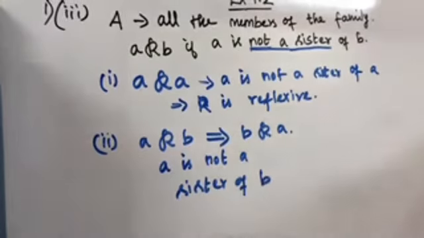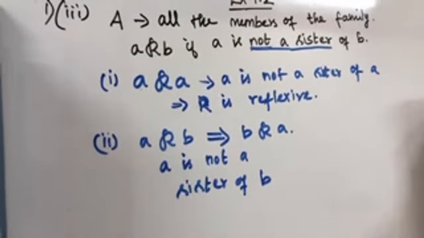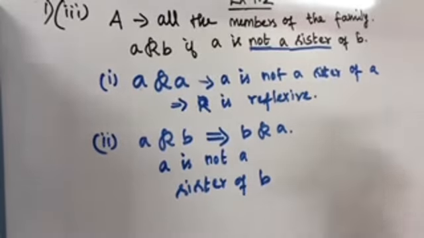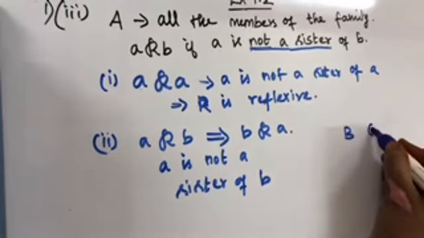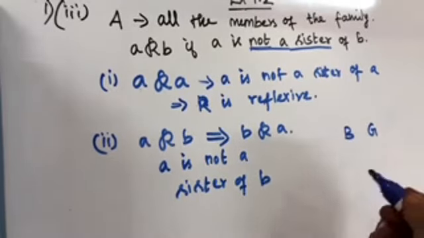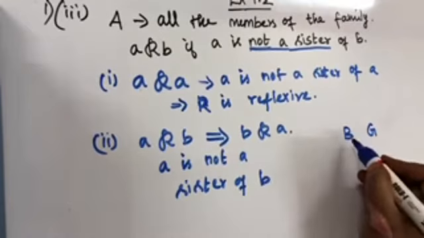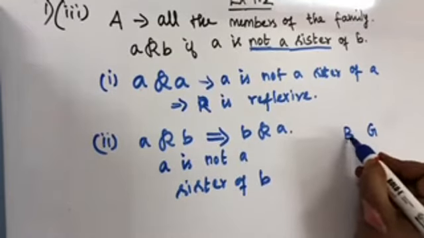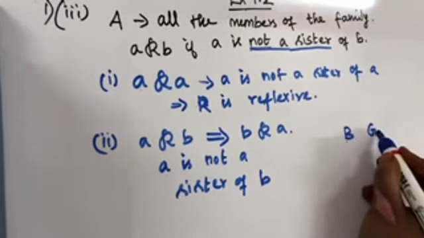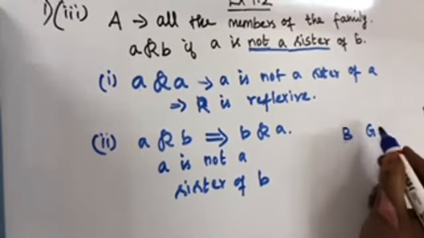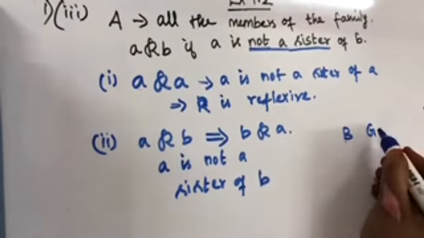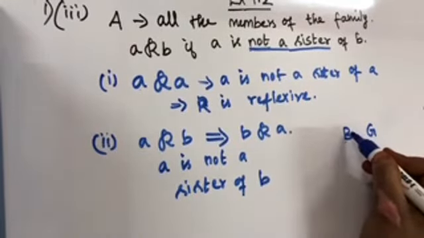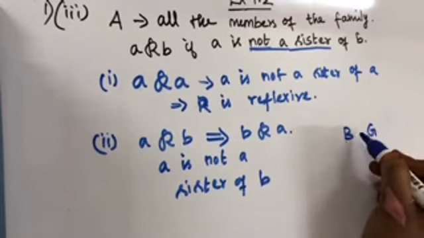In a house, a boy and a girl are there. Okay, brother and sister. Here, this boy is not a sister of this girl. He is a boy and he is not the sister of this girl. But this girl is the sister of him.